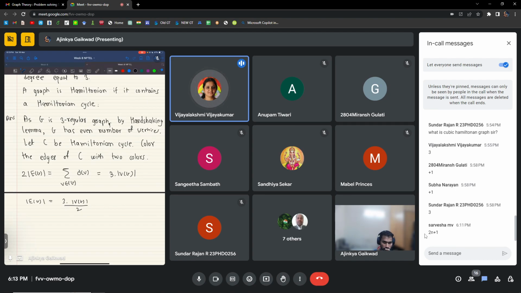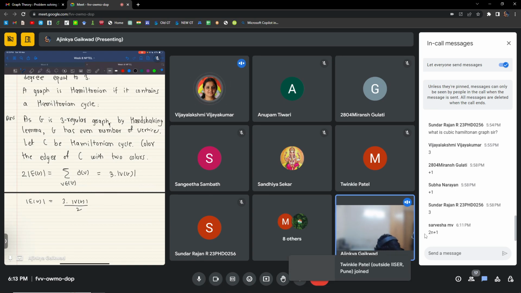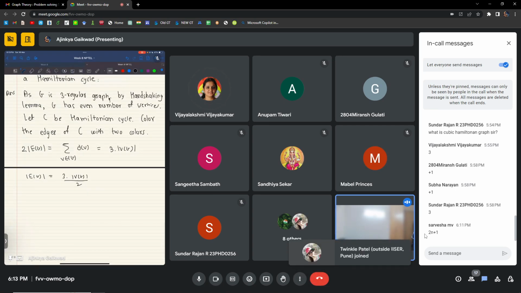We have colored |V(G)| edges. If there is a cycle with n vertices, then there are n edges, right? So with two colors, we have colored |V(G)| edges. So how many are left? Basically, |V(G)|/2, right?